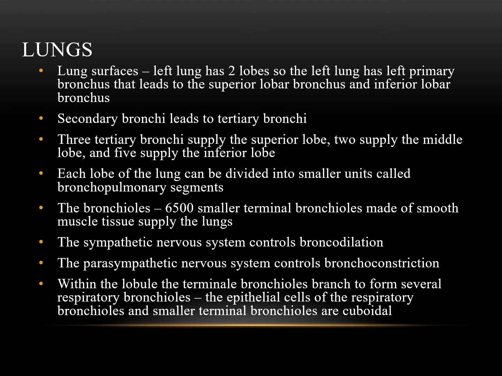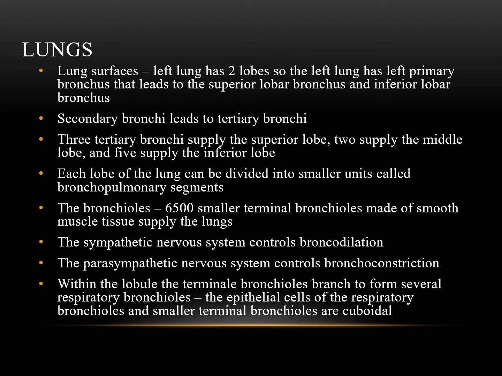Lung surfaces. The left lung has 2 lobes. So the left lung has the left primary bronchus that leads to the superior lobar bronchus and inferior lobar bronchus. Secondary bronchi lead to tertiary bronchi. 3 tertiary bronchi supply the superior lobe, 2 supply the middle lobe, and 5 supply the inferior lobe.